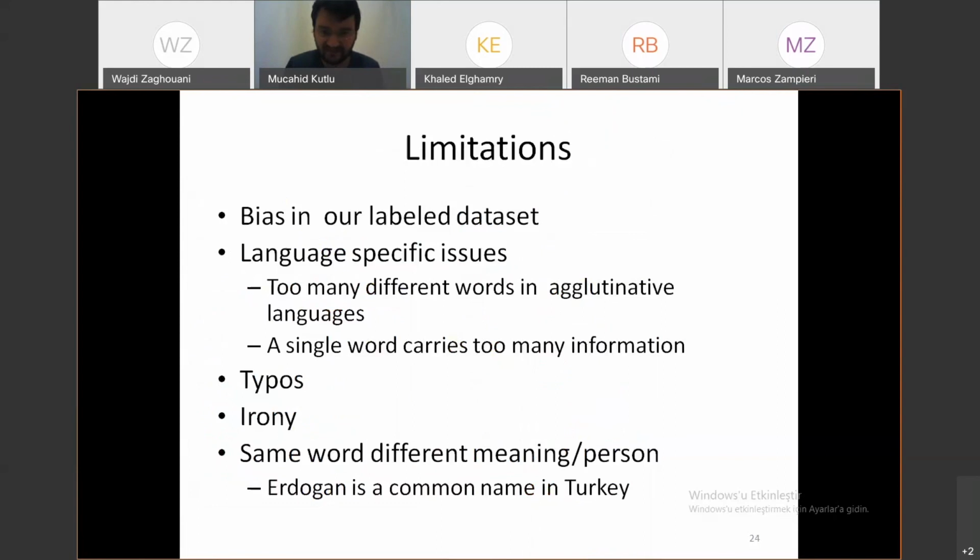So what are the limitations? Of course, there are limitations. First, the limitation is the bias in our labeled dataset.